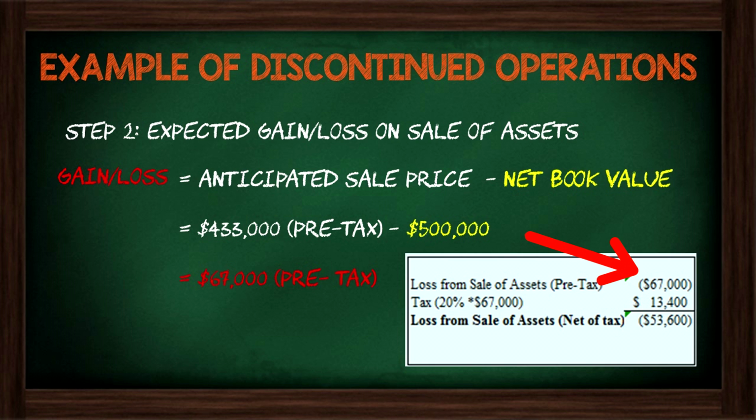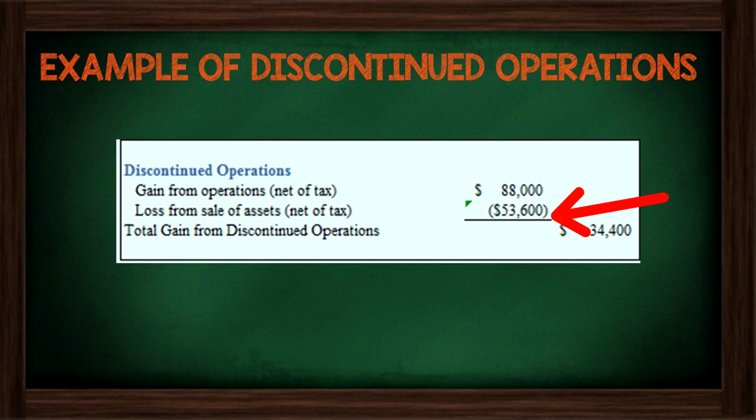So $67,000 subtracted by $13,400 is going to give us our net of tax loss from the sale of the asset of $53,600. And that is the number you're going to use for your second line item, representing your net of tax loss from the sale of the asset. And just to finish off the section, you add them up together to figure out your total gain from discontinued operations of $34,400.